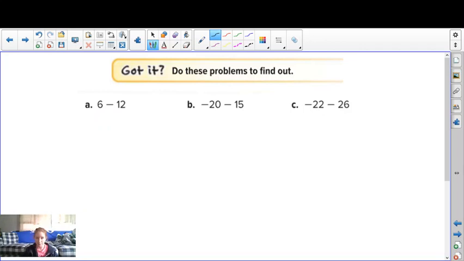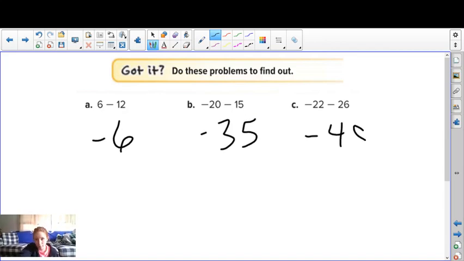You got them, guys. Negative 6, negative 35, and negative 48.